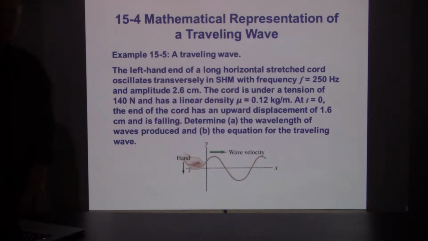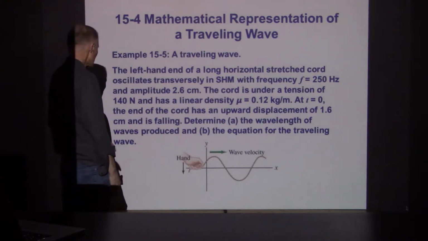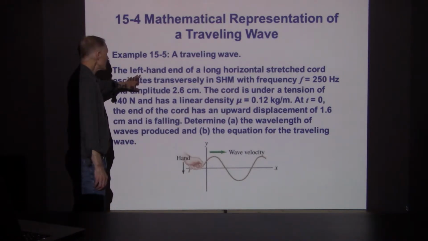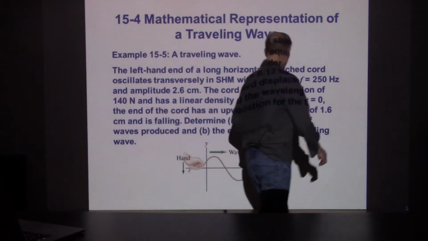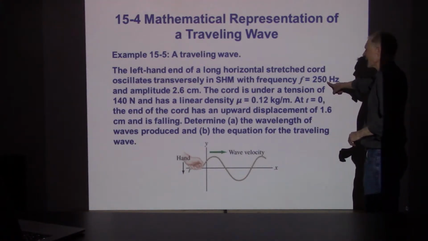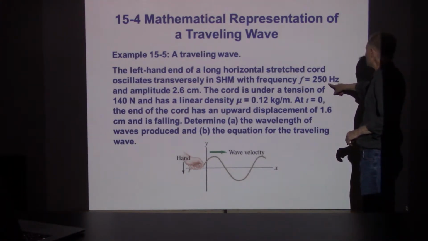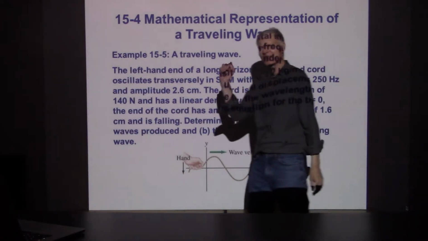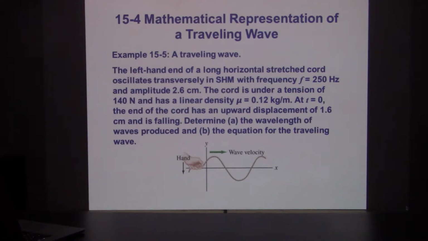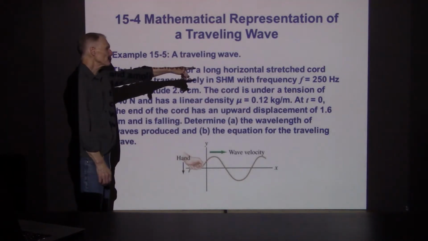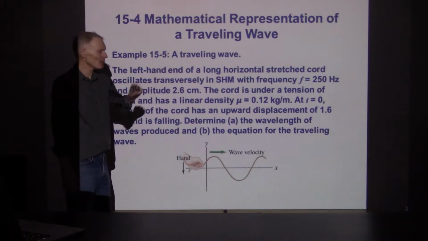Let's take a look at a traveling wave. So it says, ooh, there's a lot of stuff on this one too. So it says that we have a horizontal stretched cord and somebody's oscillating. Oh my gosh. So this person is oscillating it at 250 cycles per second. And I don't think that happens. I don't think you could manually create that frequency of 250 hertz. That seems like a lot. Anyway, 250 hertz, that's 250 cycles per second.